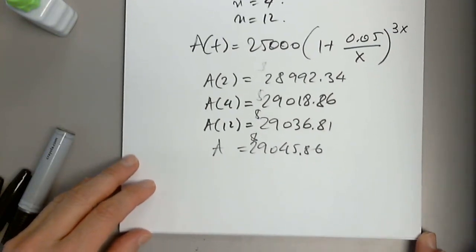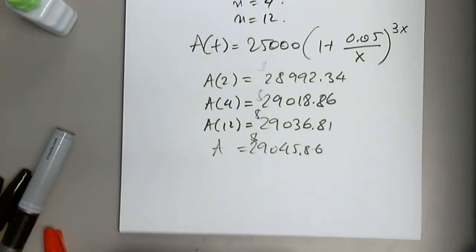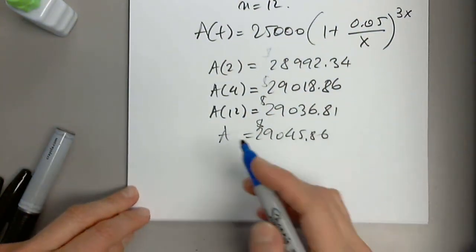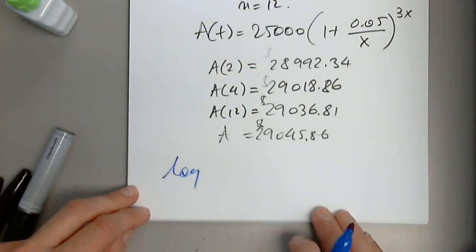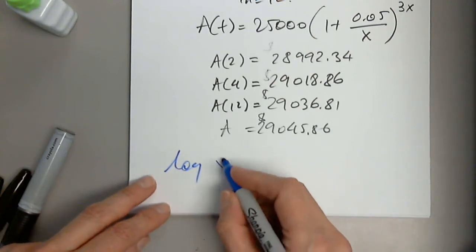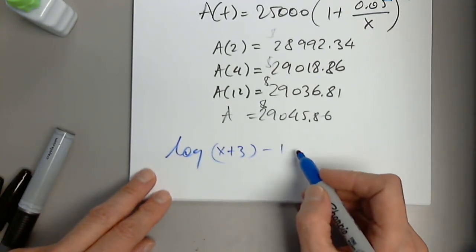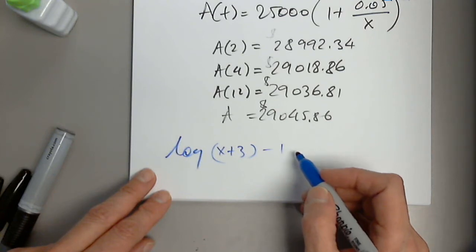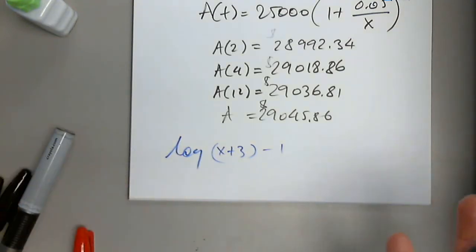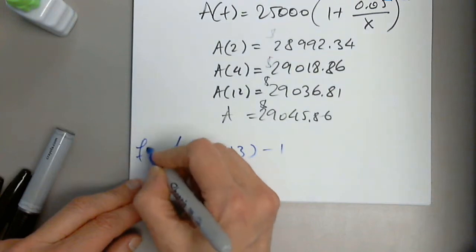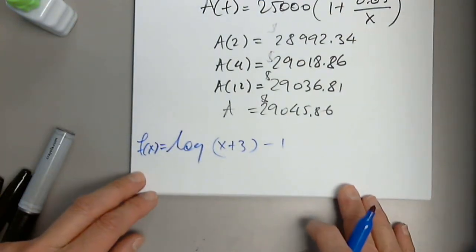Other questions, please? Anything else you would like to go over? Yes, Jeremy? Log x plus 3 in parentheses, and then minus 1. That's it. Oh, we're graphing it. So it's a function.